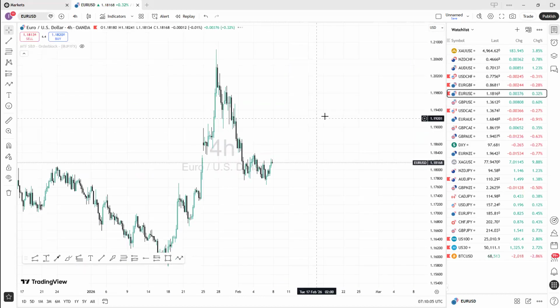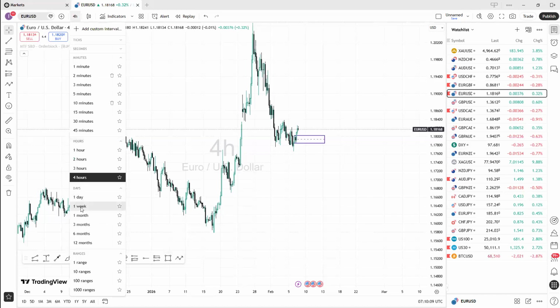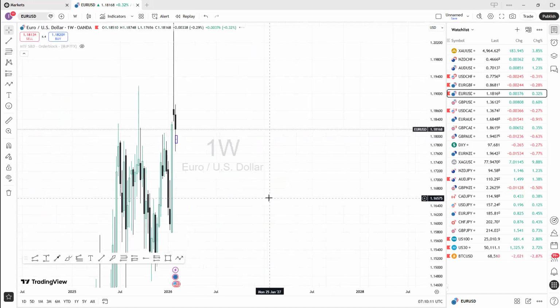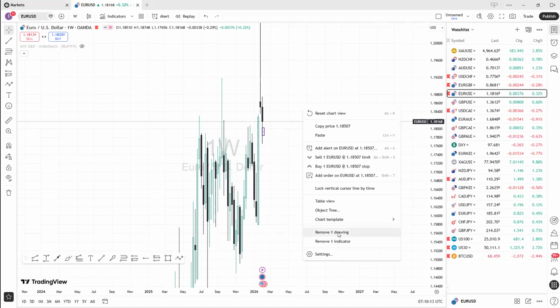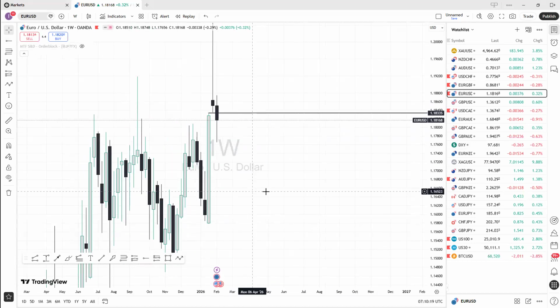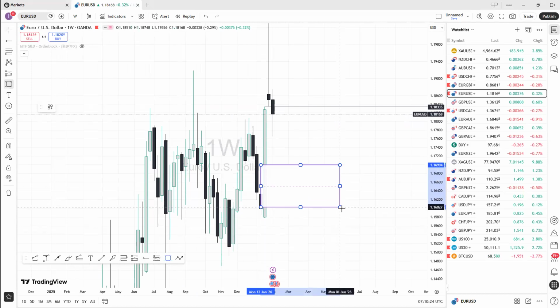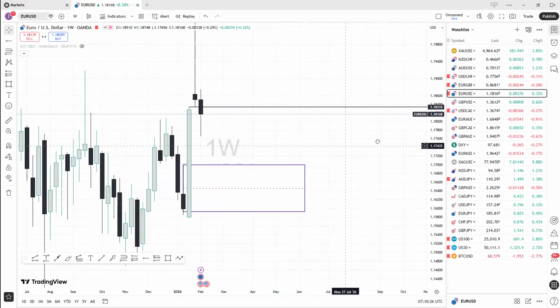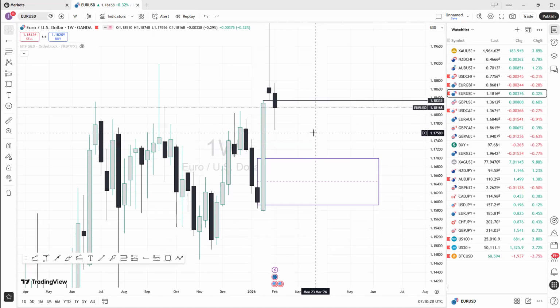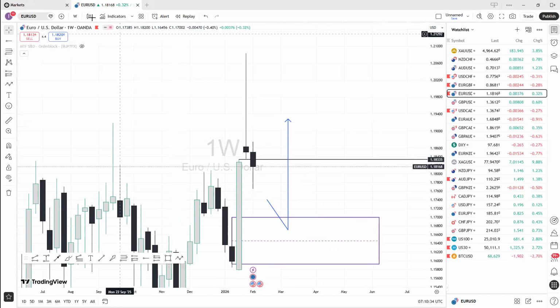Let's see Euro USD on higher time frame. We can see weekly. On weekly time frame, last week it closed bearish, so it indicates it will be bearish also next week. Here you have unmitigated demand, so expect price next week will drop to that area and then you can pick a long position.